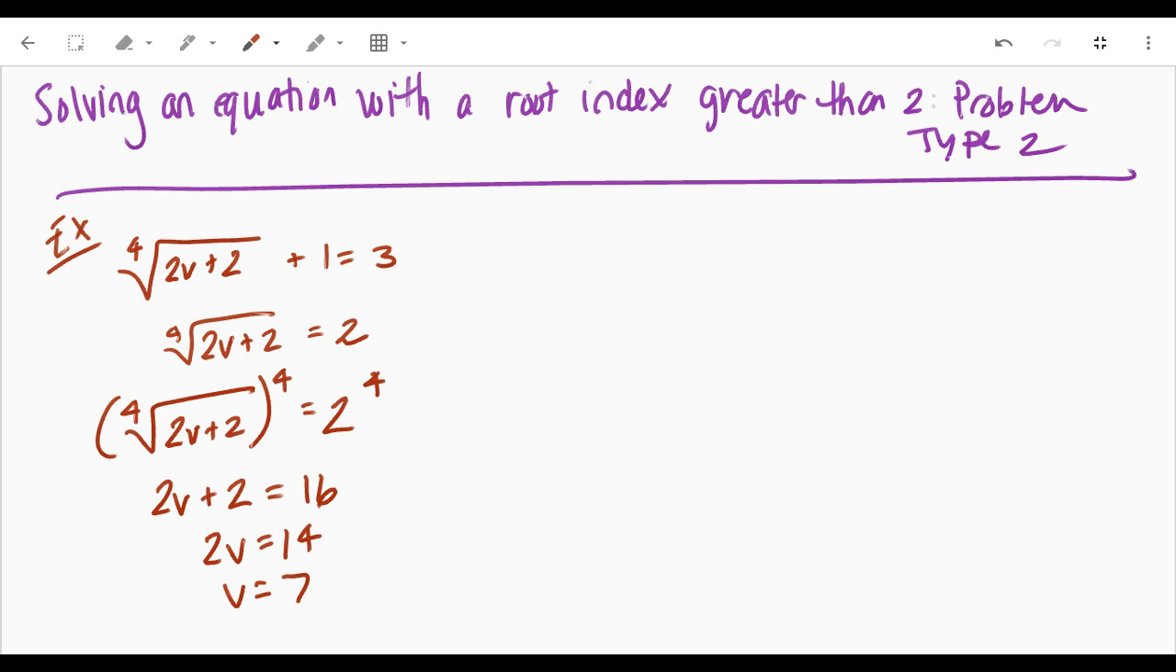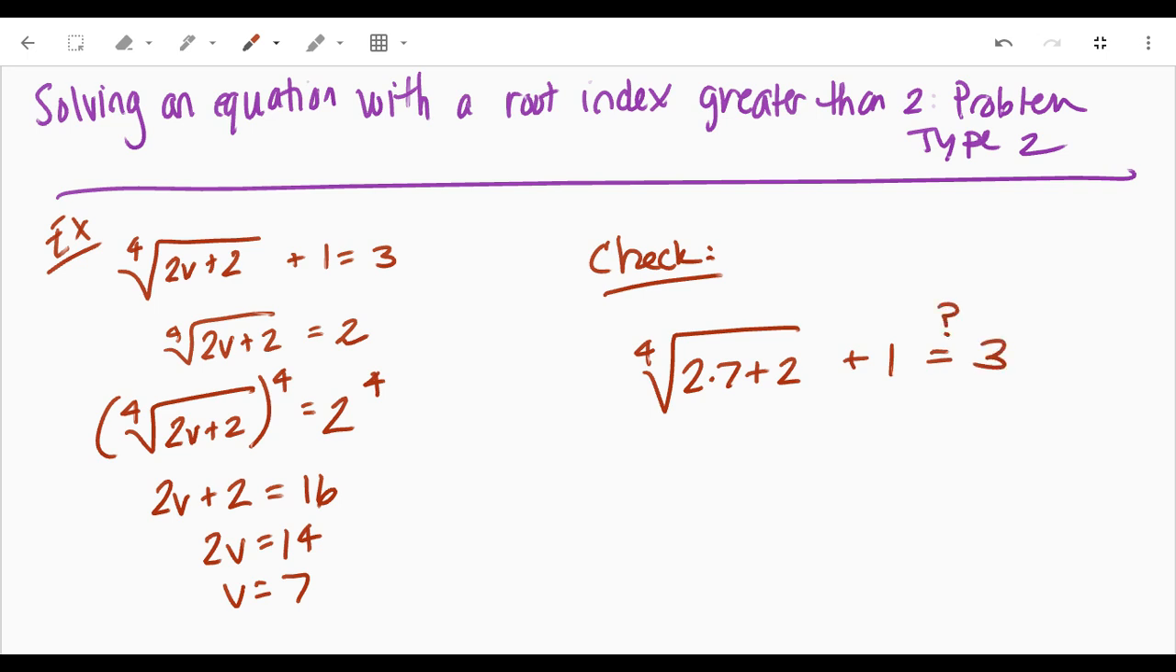Now you want to check your answer on these. Sometimes weird things happen when you take things to powers, especially when you square things. Something that should be negative once it's squared is positive, and weird things can happen. So let's just check. The fourth root of 2 times 7 plus 2, plus 1, should equal 3. Sometimes when you're checking, you put a little question mark over the equals sign because you're not sure if it actually equals. So the fourth root of 16 plus 1 should equal 3. The fourth root of 16 is 2, and 2 plus 1 equals 3. So our answer is good.